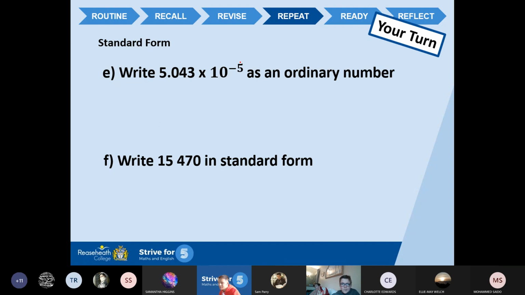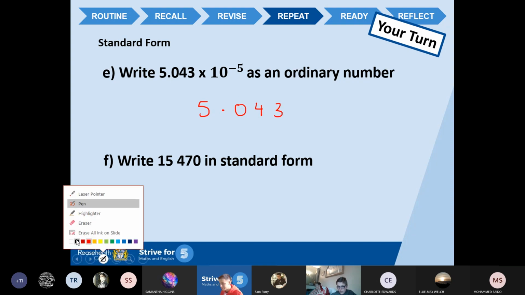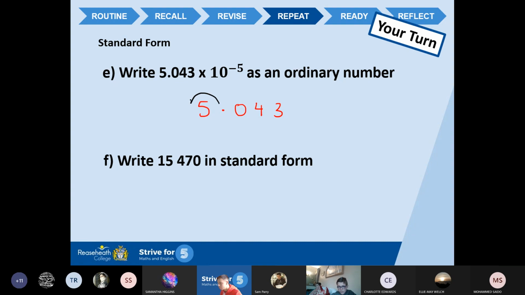5.043. Because I can see it's a minus 5, I know I need to do jumps to the left. So I'm going to write my number over this side a bit, just to give me a bit of space. There we go. So 5 jumps here, like kangaroo jumps. Ready? 1, 2, 3, 4, 5. The decimal point is now there.